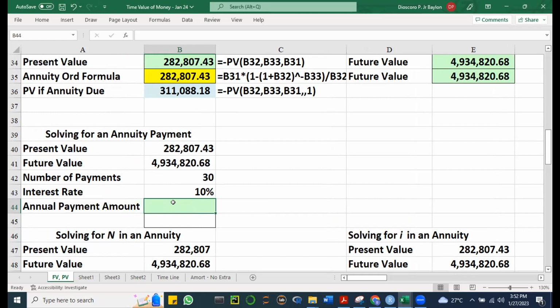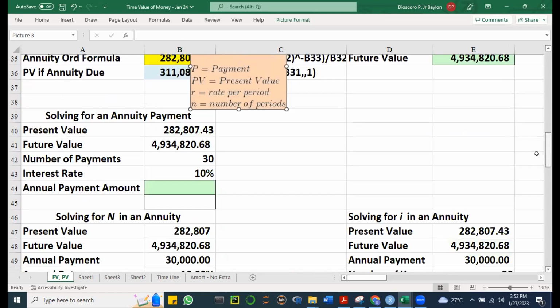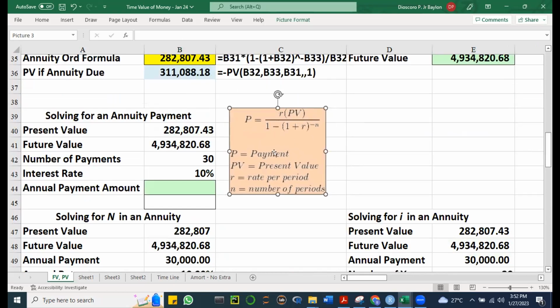If we want the equivalent of 282 or 4934, we know the answer here should be 30,000. But let's compute for that. So we will use both. Let me put this below. This is the formula to get the PMT, if we know the present value. So you use the Excel function and use this, and let's compare. We expect the answer to be 30,000.